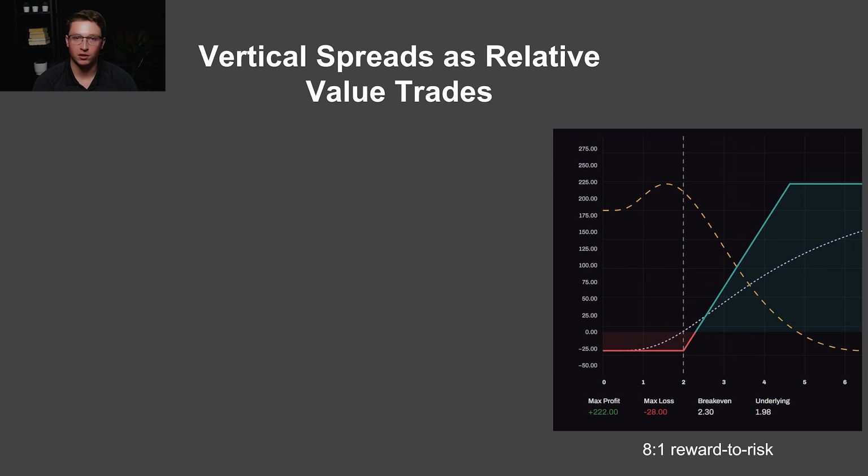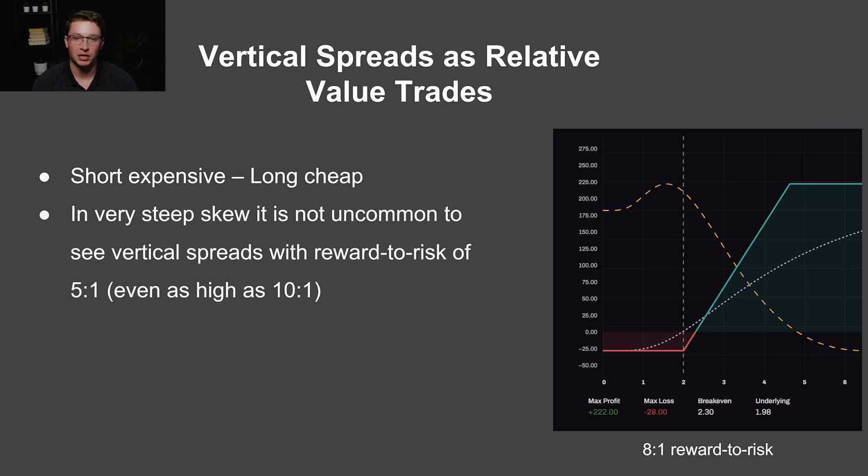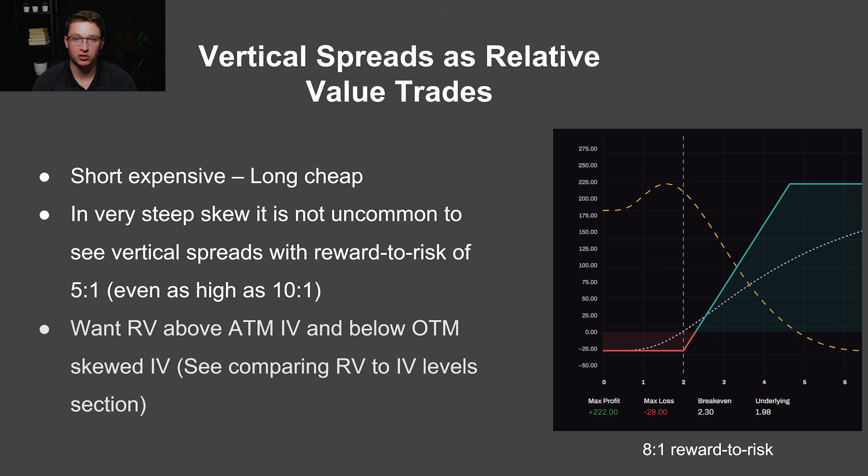Short expensive, long cheap. To find this setup, we want to look for at the money implied volatility that is in line with or below realized volatility over the recent period. Out of the money implied volatility at the skewed wing is meaningfully above both at the money implied volatility and realized volatility, suggesting overpricing. And when these conditions are met, a well-constructed vertical spread can capture the excess skew premium.